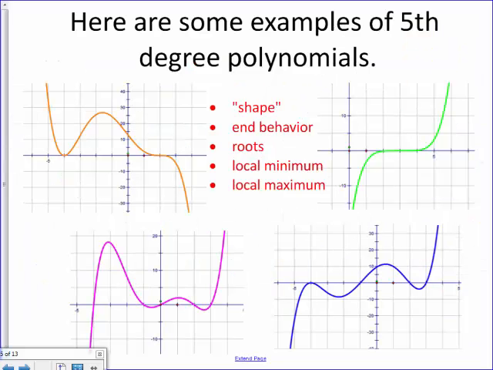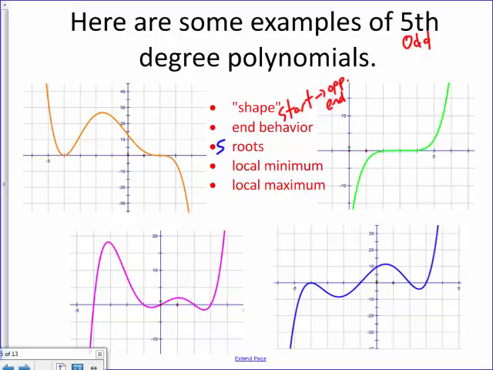And let's just look at a 5th degree as well. We should be getting used to it now. They're going to end opposite, right? The start and the end are opposites, if we notice that it's an odd degree. If we look at the roots, they should be the exact same as the degree, so it should have 5 roots.